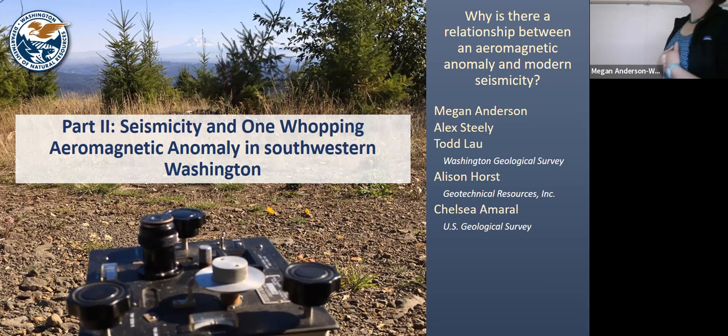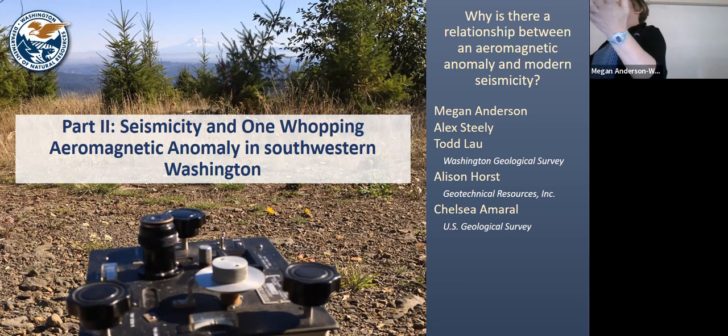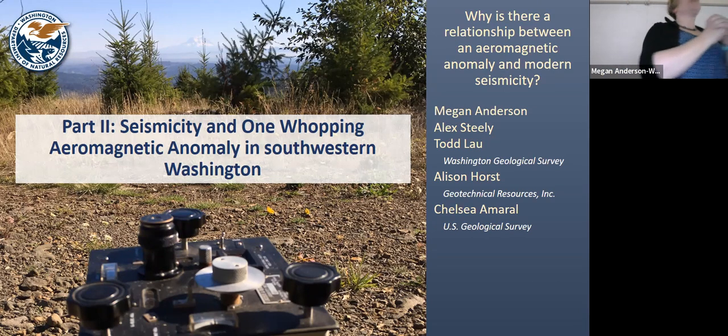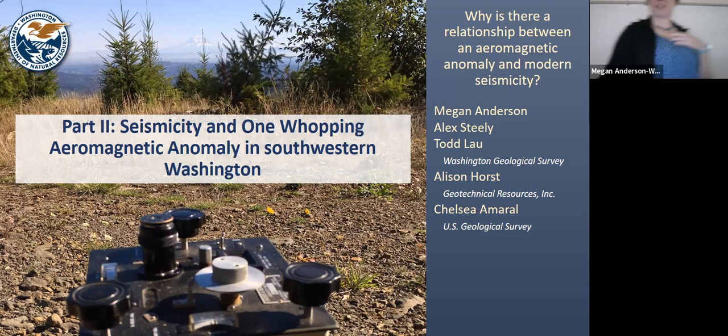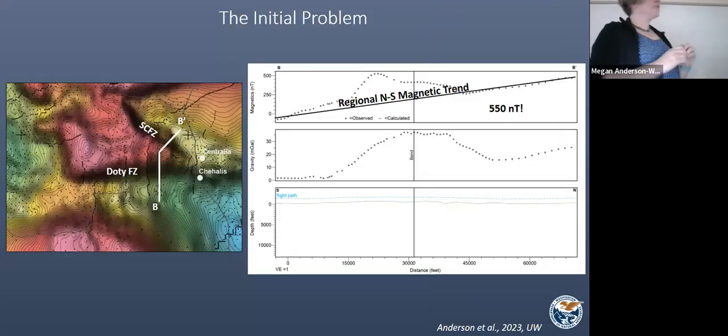So there's a huge aeromagnetic anomaly in Southwestern Washington. And during this study, we had to contend with it because it affected our modeling. And so I'm going to take you on the story about how we learned about this thing, and then bring you back to seismicity at the end, where I show you an interesting relationship that I think is really important that we haven't fully thought through, but have some ideas about, and I would love more conversation if people are interested. Okay, so here's the initial problem.